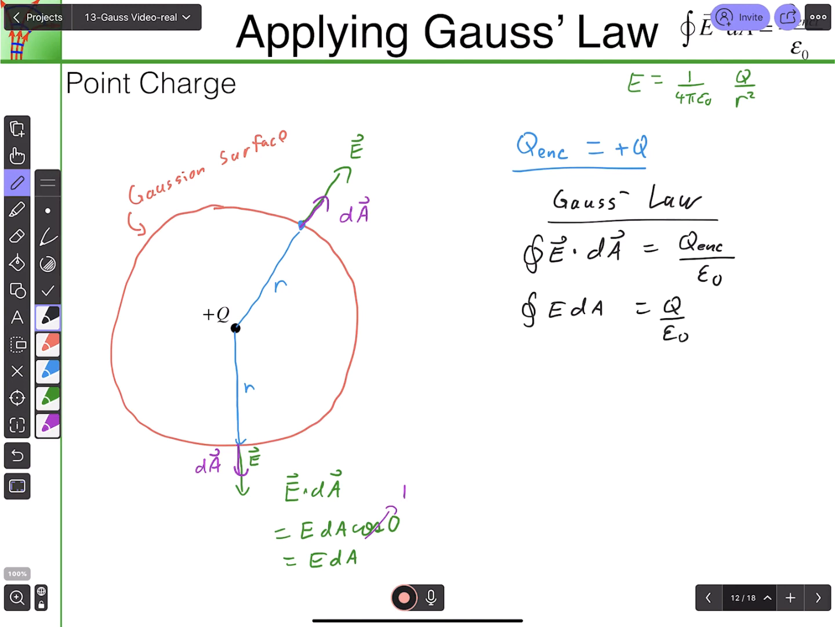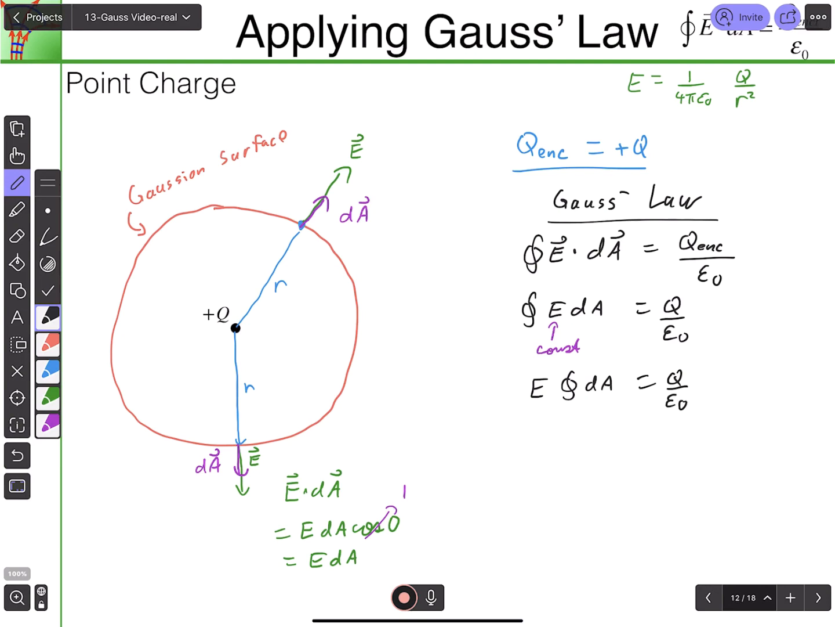Now the next step is that the E is constant. This is a constant value at every point along the sphere, everywhere around the sphere. At any point, the electric field is the same anywhere. So I can pull it out of the equation. I end up with the integral of dA, and with the E on the outside, Q over epsilon naught.